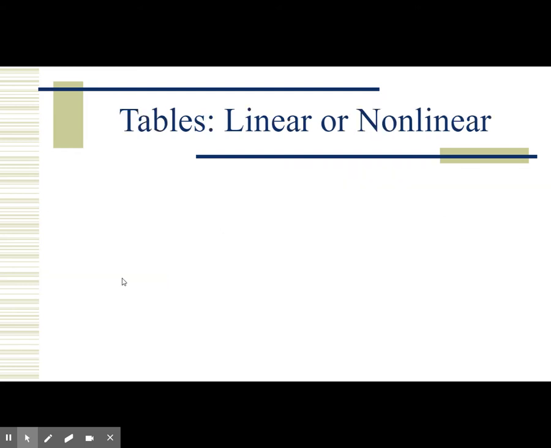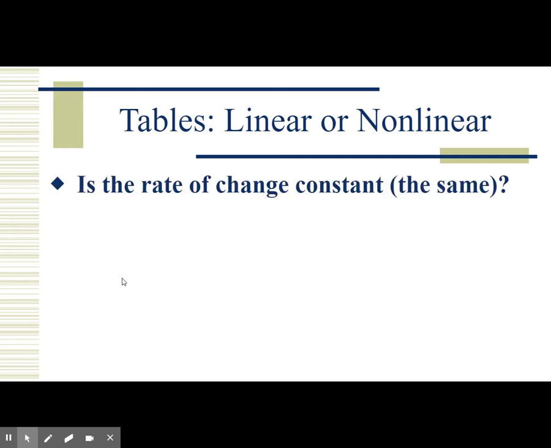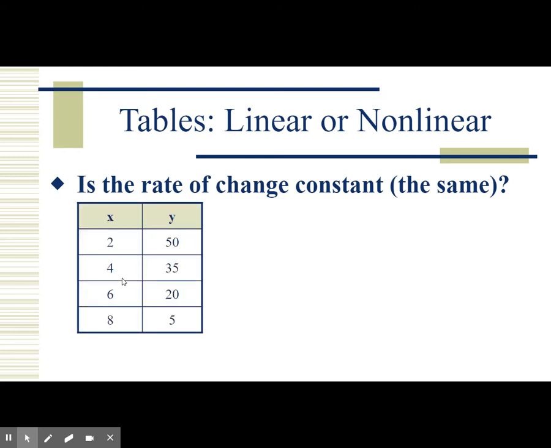So we'll start off by looking at tables. Is the rate of change constant? Is it the same? Is the slope the same? So if we look at this table, how do we tell if the rate of change, you called it rate of change in 7th grade, and in 8th grade we call it the slope. It means the same thing. So if I look at this table, I need to find the slope and see if it stays the same all the way down the table.